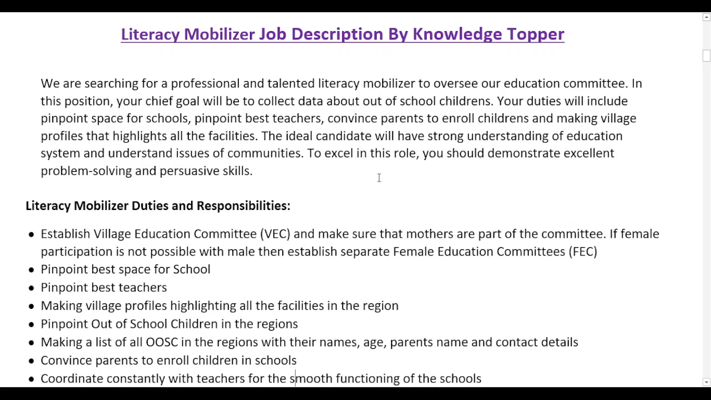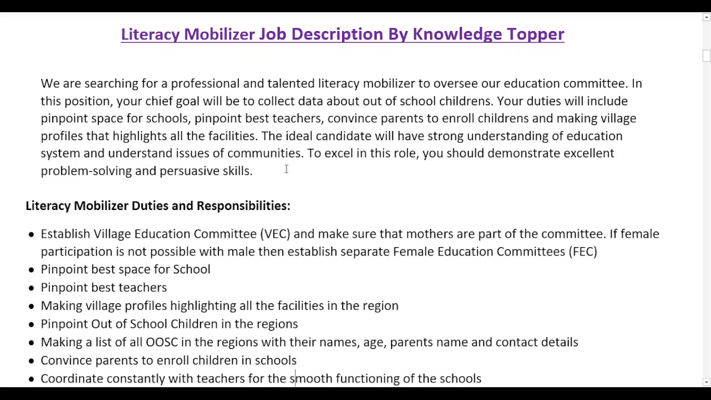Okay, like if I can read for you guys this particular job summary paragraph: we are searching for a professional and talented literacy mobilizer to oversee our education committee. In this position, your chief goal will be to collect data about out of school children. Your duties will include pinpointing space for schools, pinpointing best teachers, convincing parents to enroll children, and making village profiles that highlight all the facilities. The ideal candidates will have a strong understanding of the education system and understand issues of communities. To excel in this role, you should demonstrate excellent problem solving and persuasive skills. So this is our job summary paragraph.